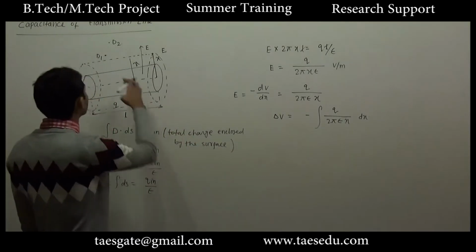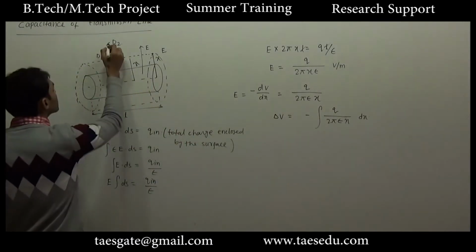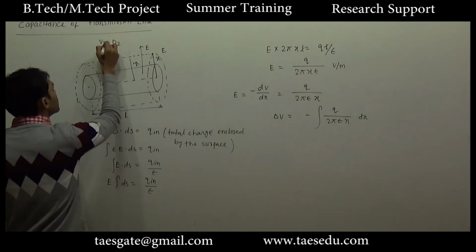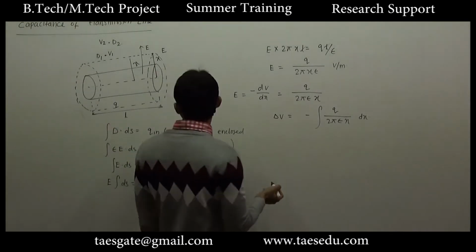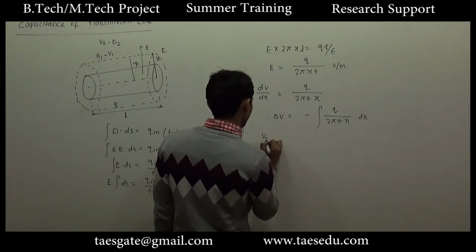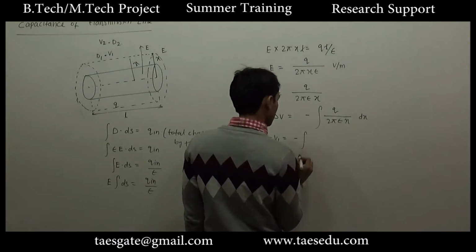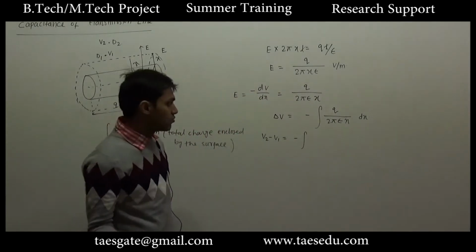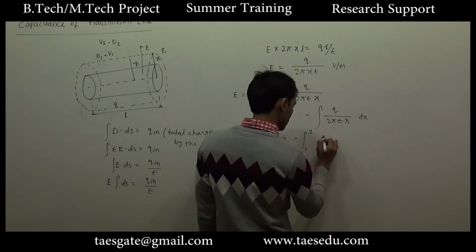Let's say you are moving from point 1 to point 2. So what will be the change in potential? Let's say here you have potential V2, here you have potential V1. So the change in potential while moving from 1 to 2, this will be V2 minus V1 is equal to minus, you are moving from point 1 to point 2. So first electric field of point 1, then 2.